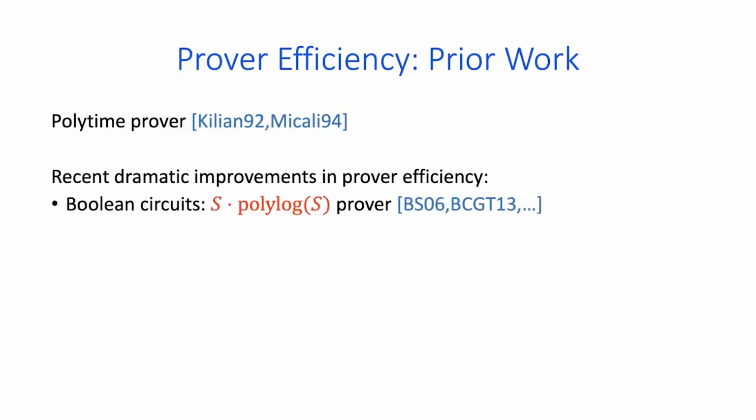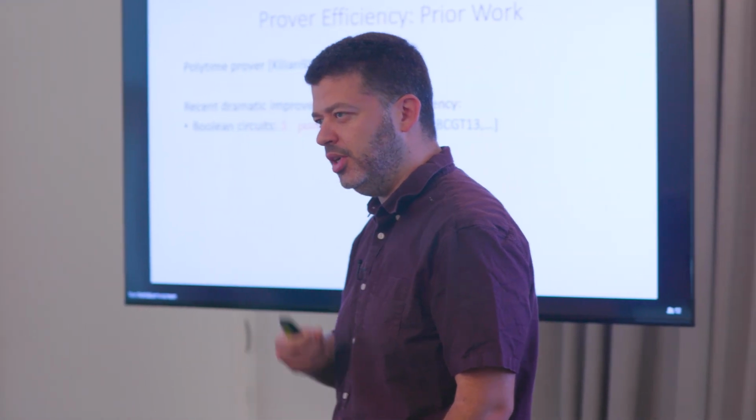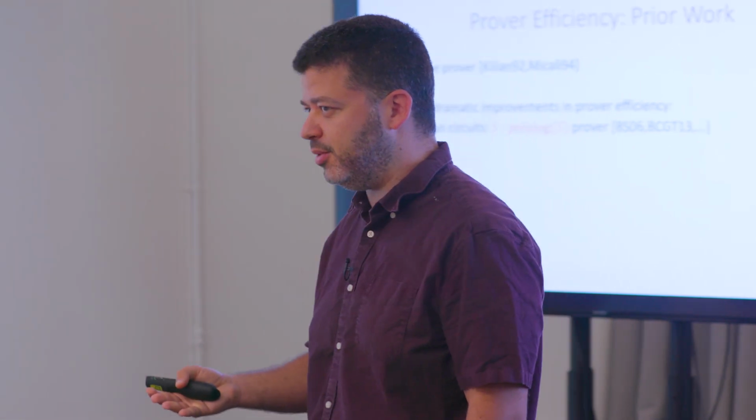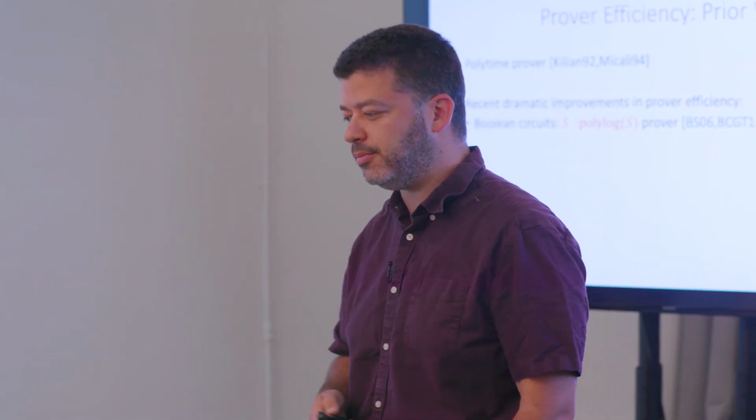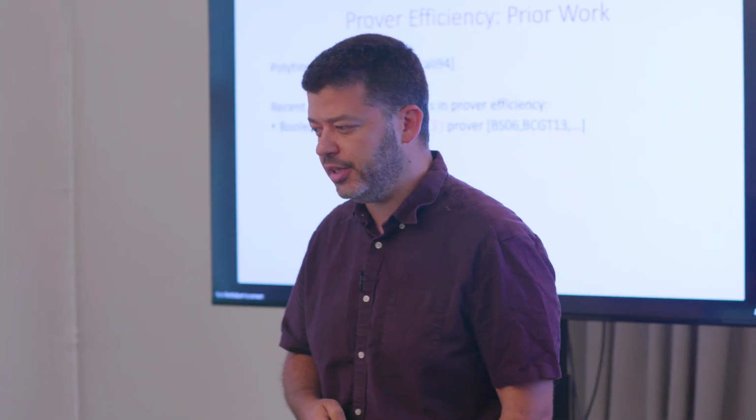So first of all, for Boolean circuits, the model that I'm currently describing, prior to our work it was known how to achieve, for a circuit of size S, a prover circuit with polylogarithmic overhead. Okay, so this was already known and already pretty amazing, right? With only polylogarithmic overhead, you can prove correctness of a computation. So that's for Boolean circuits.